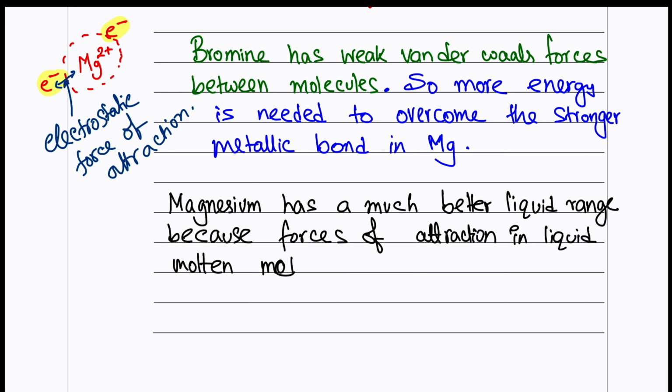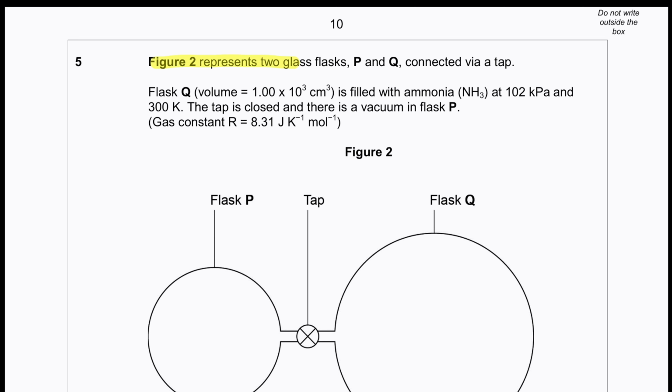Figure 2 represents two glass flasks, P and Q, connected via a tap. Flask Q, we can see, has a volume of 1000 cm³ and it is filled with ammonia at a pressure of 102 kilopascal and it is at 300 Kelvin temperature. The tap is closed and there is a vacuum in flask P.